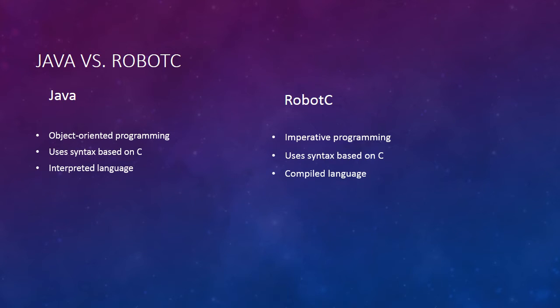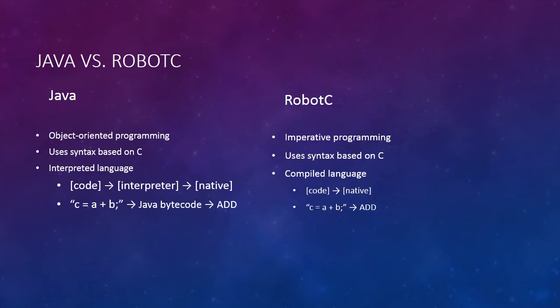Java is an interpreted programming language, whereas Robot C is compiled. What that means doesn't really have anything to do with the language, but with their compilers. What a compiler does is take your code and convert it into native code. Native code is code that can be run and understood by your computer. Let's say I have my native code, then I'll run that and my computer program will work.